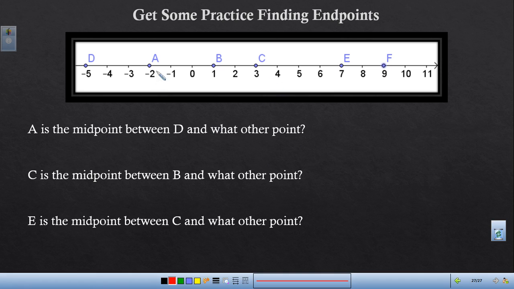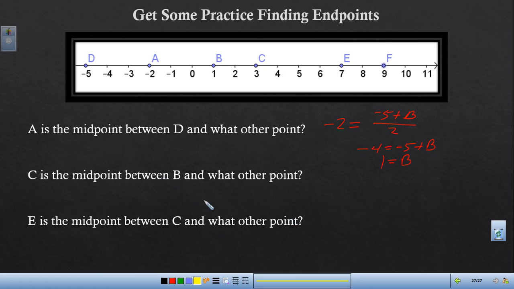A is the midpoint, so that's -2, between D, -5, and what other point? So this would be -2 equals -5 plus B over 2. We multiply, we get -4 equals -5 plus B, so that other point is going to be 1. So A is the midpoint of D and 1, which happens to be B, literally. That was a coincidence though.